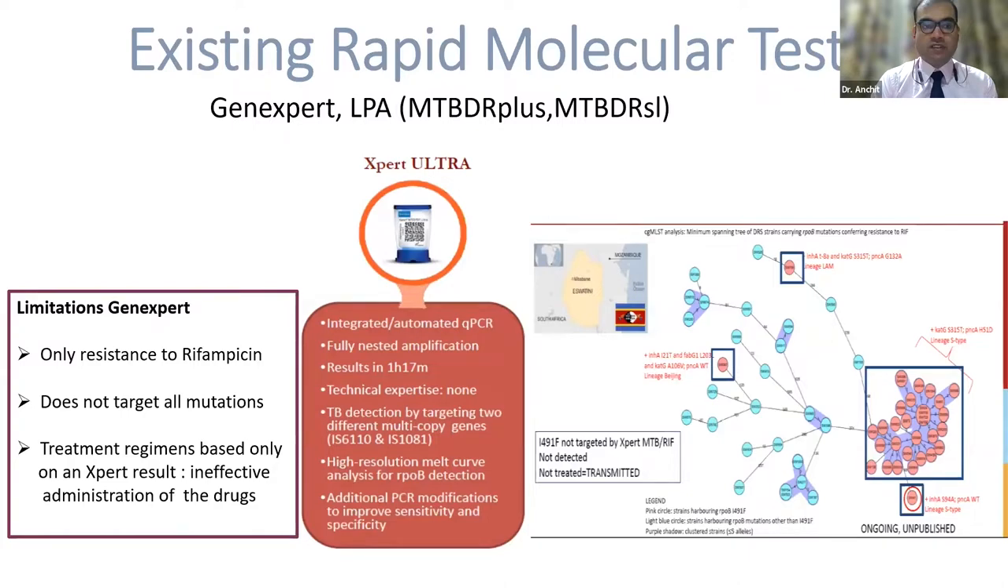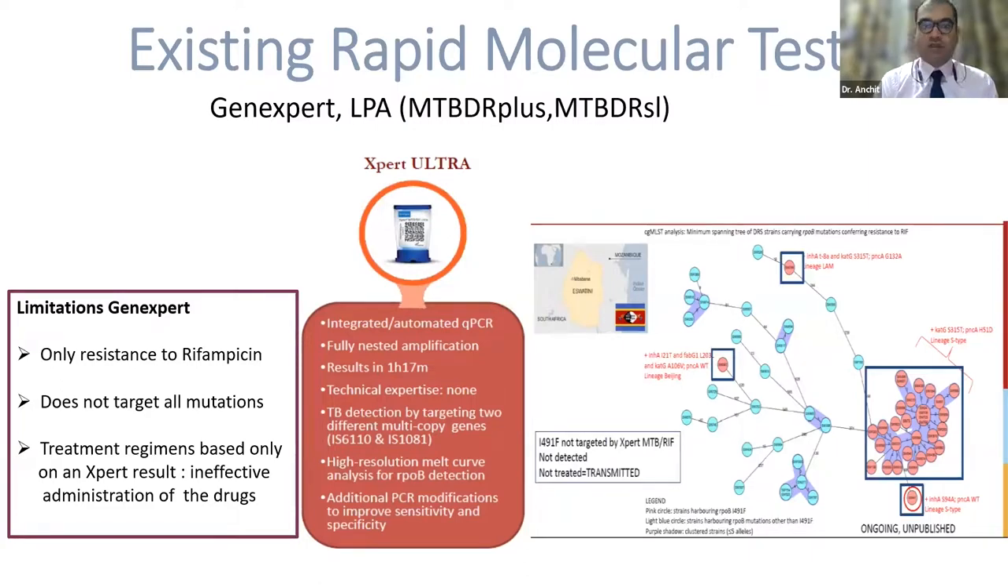It does not target all the mutations covering rifampicin, and therefore we are based only on the guidelines or on what the expert report tells us. The advantage is that we should have the report, so we can then start appropriate treatment. But then we are forced to reconcile with the fact that all the mutations are not getting checked.